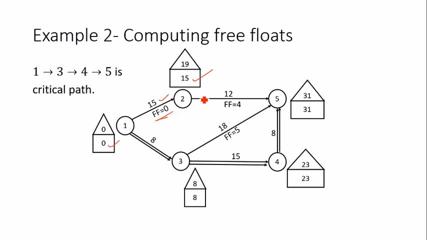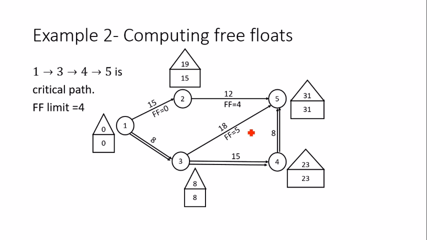And the next non-critical activity is 2 to 5. So here free float is 31 minus 15 minus 12. So this is 4. And 3 to 5, this activity is also non-critical. So 31 minus 8 minus 18 makes it 5. So once you have computed all the free floats, we need to compute the FF limit, which is the minimum of the positive free floats. So there are 3 free floats, 0, 4, 5, but the minimum you have to choose from 4 and 5. So FF limit is 4. So this much is the allowance from the network, that this much reduction can be done.